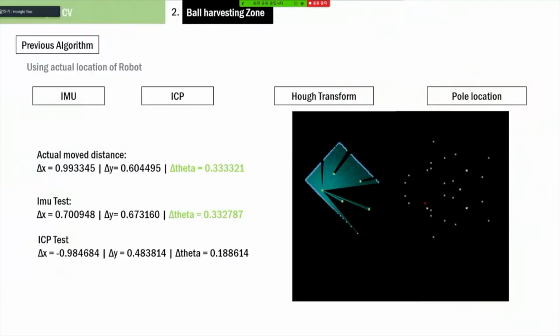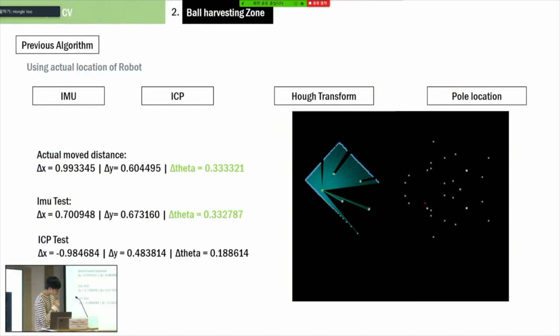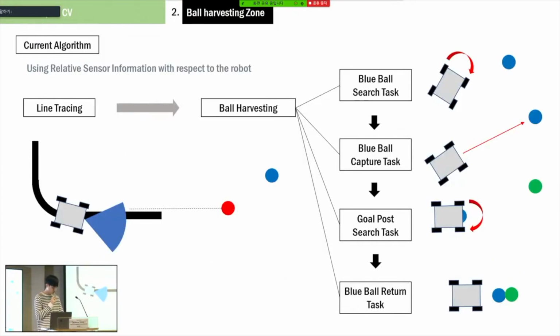Our team originally thought that using the actual robot's location would be more effective. So we tried various ways to obtain the actual position. First, we tried numerical integration of IMU data, which showed that only the turned angle data was reliable enough. And other methods, such as the ICP algorithm and Hough transform for localization, were unable to track the robot's position accurately at every moment. Due to those problems, we decided not to use the actual position and only use sensor information.